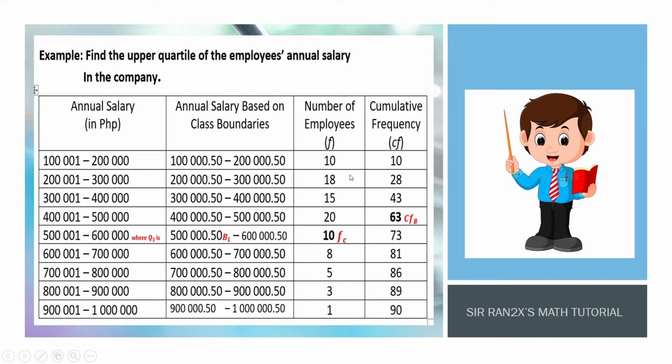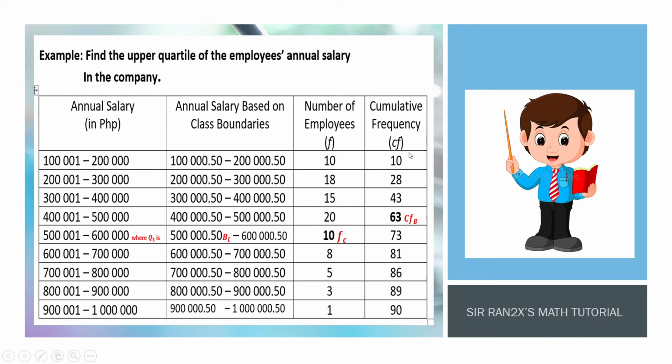And the number of employees here is the frequency. That means the tallying is done already, and it's already in numerical form. 10, 18 belongs to this class interval, 15, and then 20, 10, 8, 5, 3, 1. These are the frequencies. And there's only one employee in this class interval, which might be the employee that has the highest annual salary.